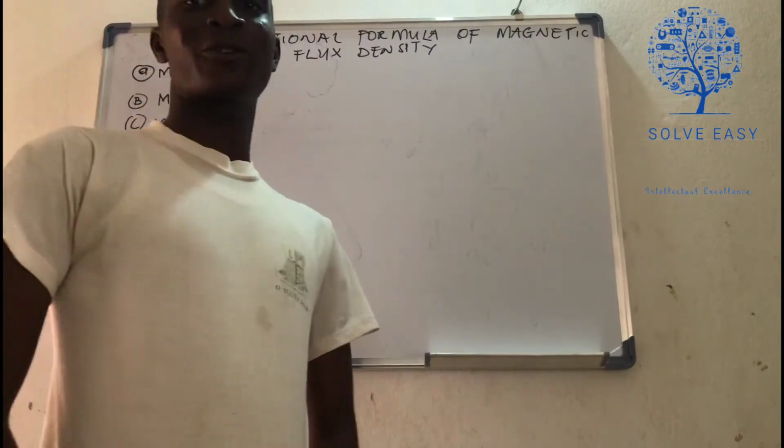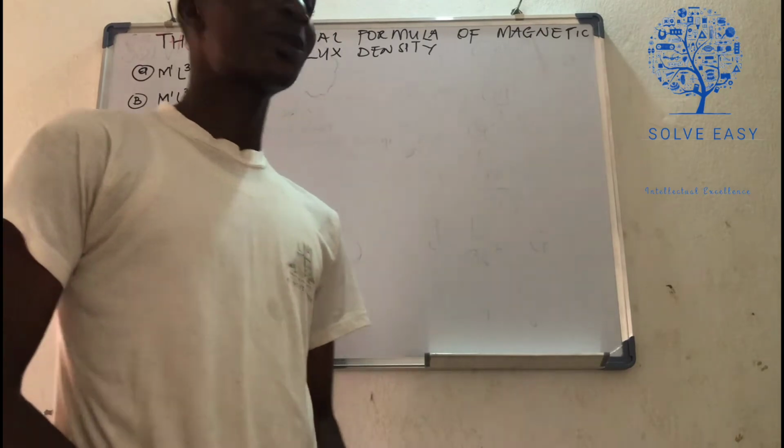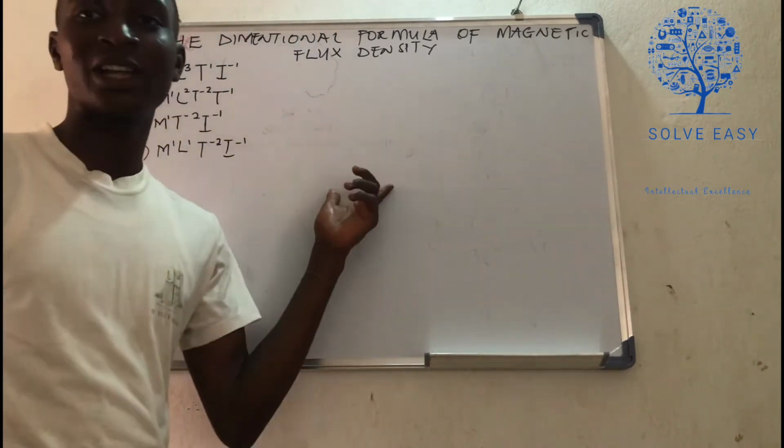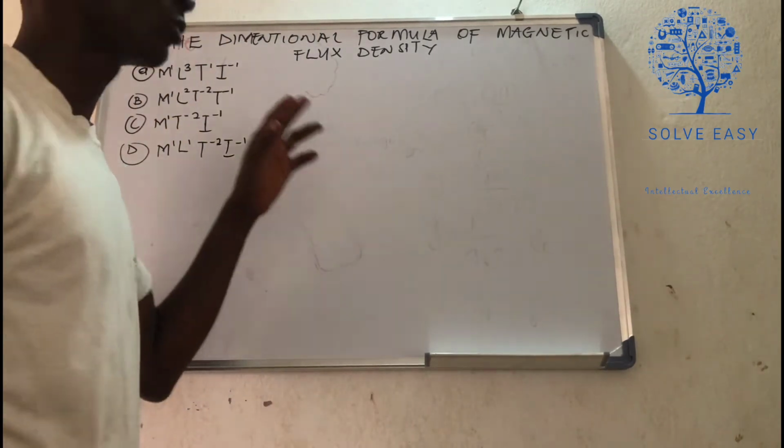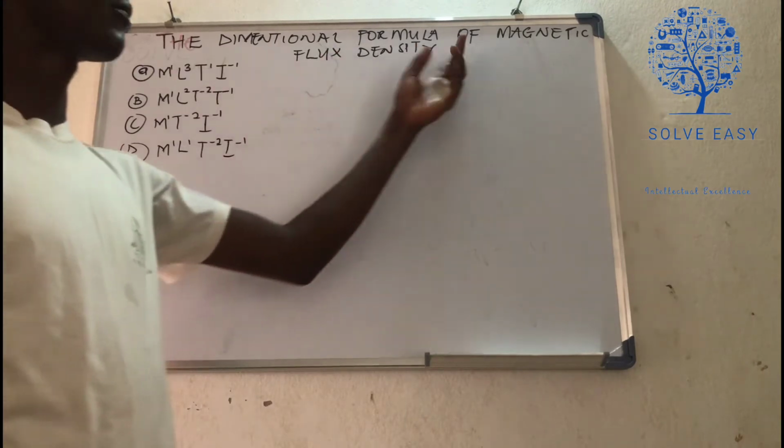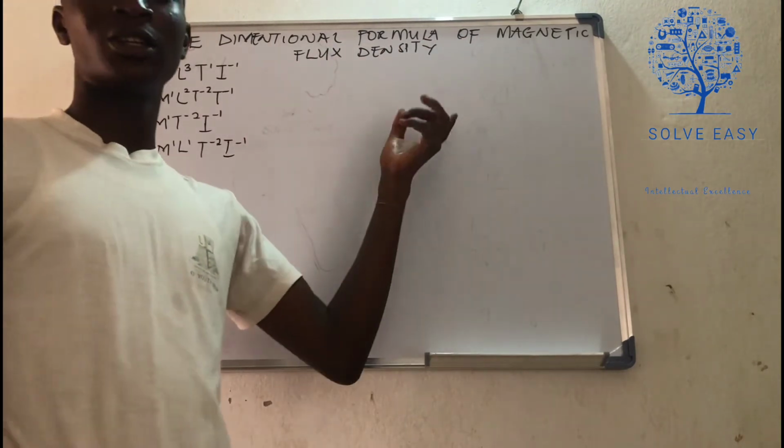Talking about dimensional analysis, and today we are with a question. The dimensional formula for magnetic flux density is what? Is either of these options. So let's try to get it.